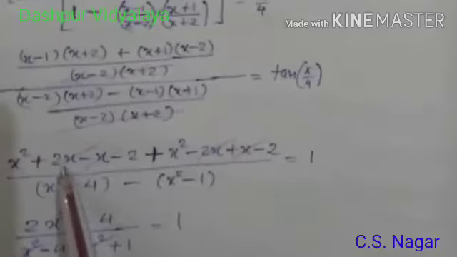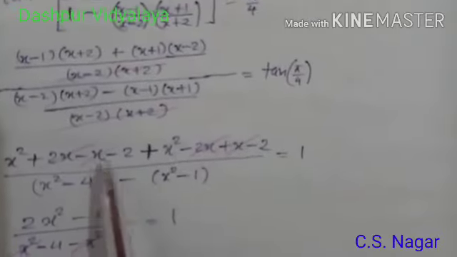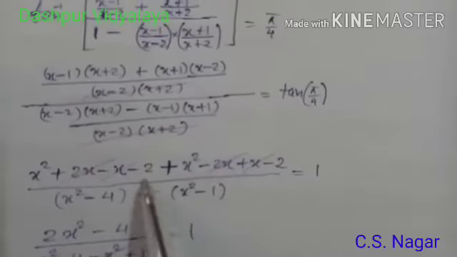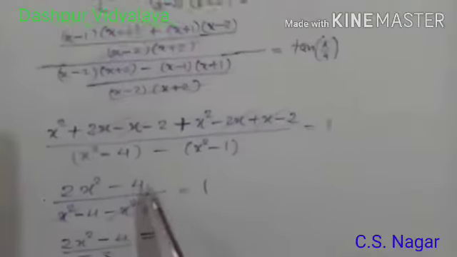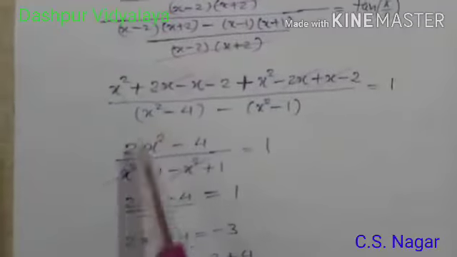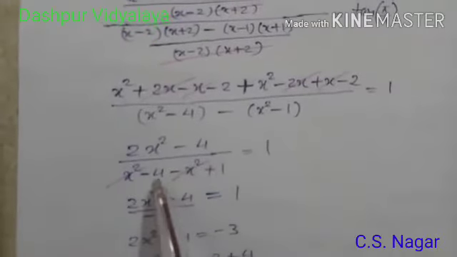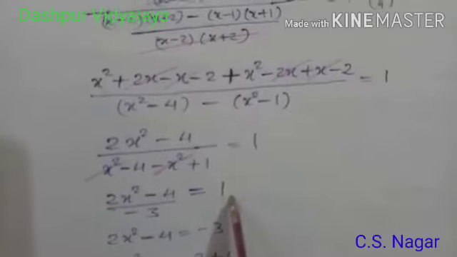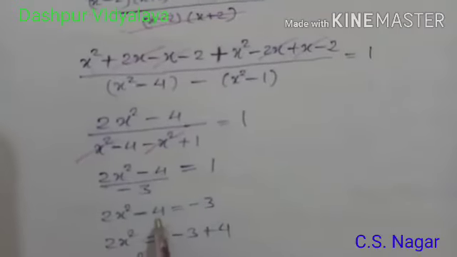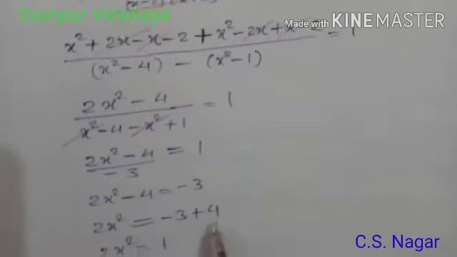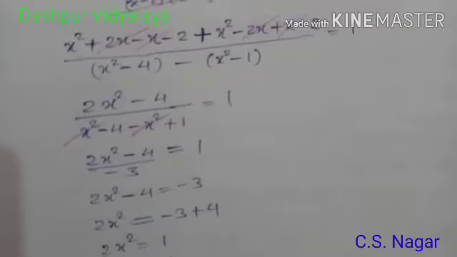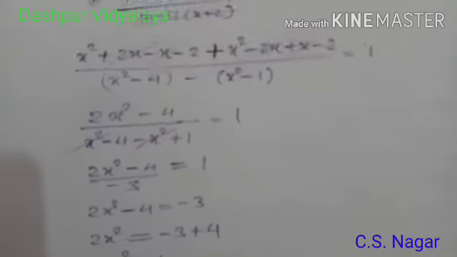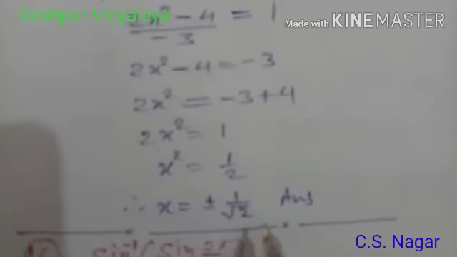Here plus 2x and minus 2x cancel out, minus x and plus x cancel out, x square and x square is 2x square, minus 2 and minus 2 is minus 4. In the denominator, x square cancels out, minus 4 and plus 1 is only minus 3. Minus 3 is transferred to the right side, and next step minus 4 is transferred to the right side, so only plus 1 remaining. Now 2 is transferred to the right side, so x square is equal to 1 by 2, then x is equal to plus minus 1 by root 2.